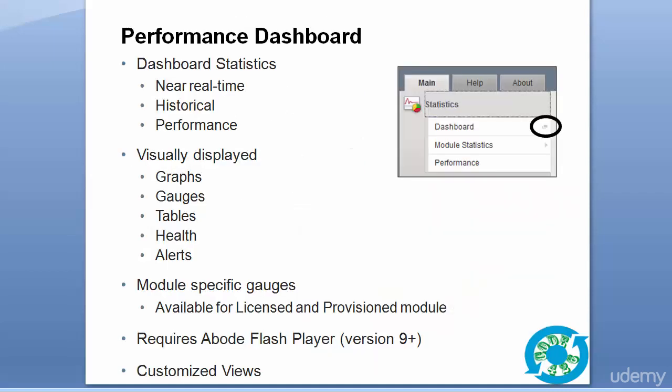In order to see visually what is happening on the BIG-IP, there is a set of general BIG-IP and module-specific dashboard gauges that can be viewed as part of the performance dashboard. Some of the module-specific dashboards include LTM, GTM, WOM. The performance dashboard provides near real-time statistics as well as historical and performance statistics. The dashboard also provides graphs, gauges, and tables on the health of various TMOS objects and alert notifications. The performance dashboard can be accessed through the Statistics tab.